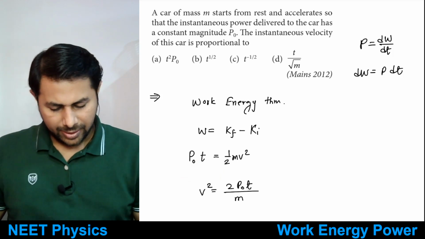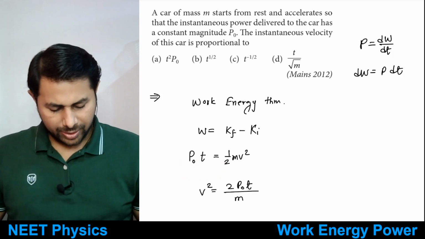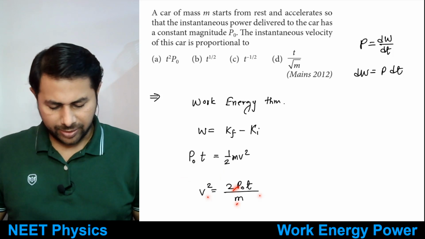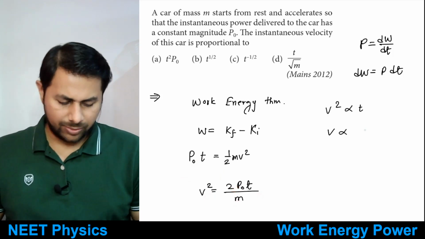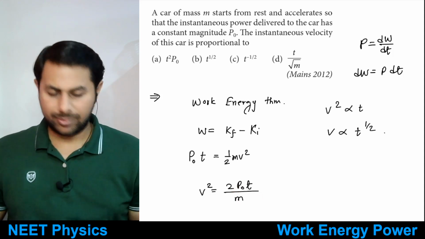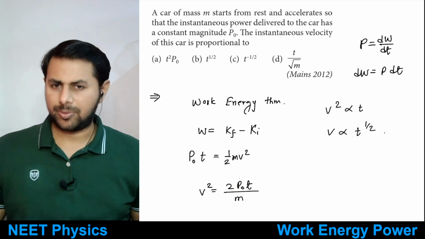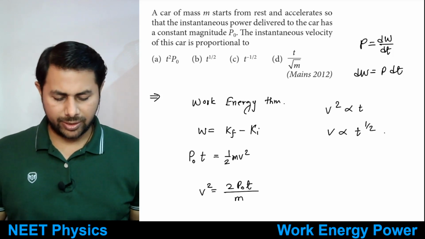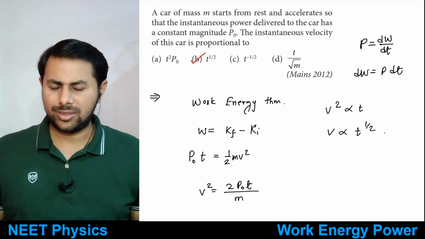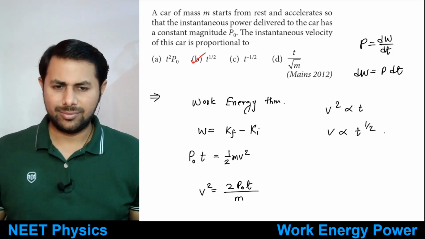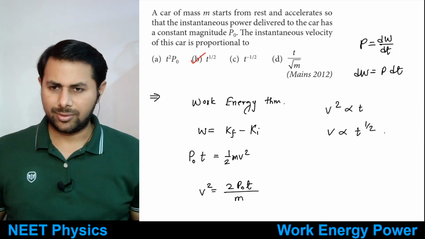Okay, let's see. p naught is a constant, m is a constant, so v square is proportional to t. That means v is proportional to t raised to half, and that is option B. So this is simple, right, everyone? Okay, very simple.